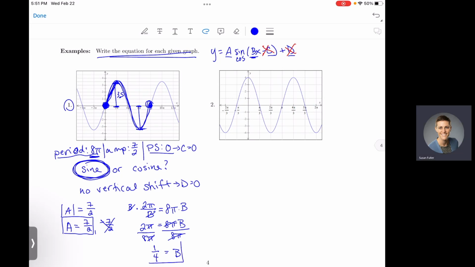So I know that B is 1/4, A is 7/2, and then C and D are both 0. So now I can plug all of this stuff in. Oh, and it's a sine function.